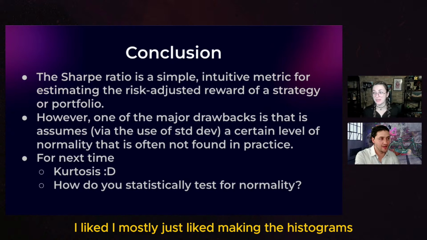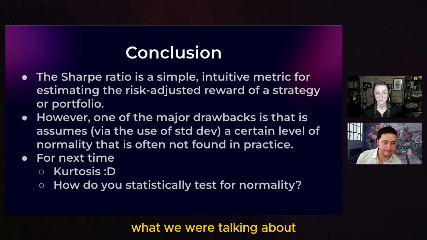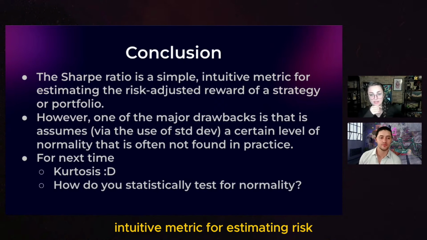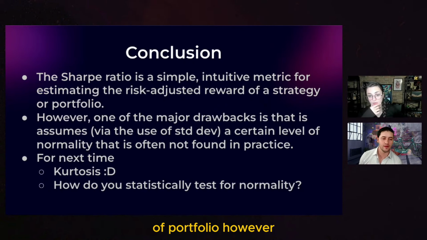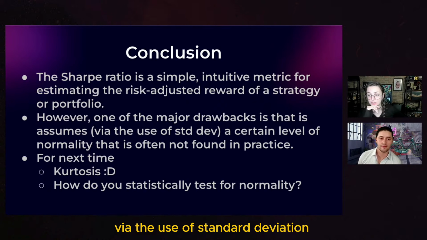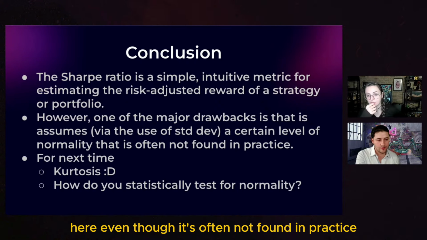I mostly just liked making the histograms. I thought they were really fun. But to conclude what we were talking about, the Sharpe ratio is a simple, intuitive metric for estimating risk-adjusted reward of a strategy or portfolio. However, one of the major drawbacks is that it assumes, via the use of standard deviation, a certain level of normality, even though it's often not found in practice.